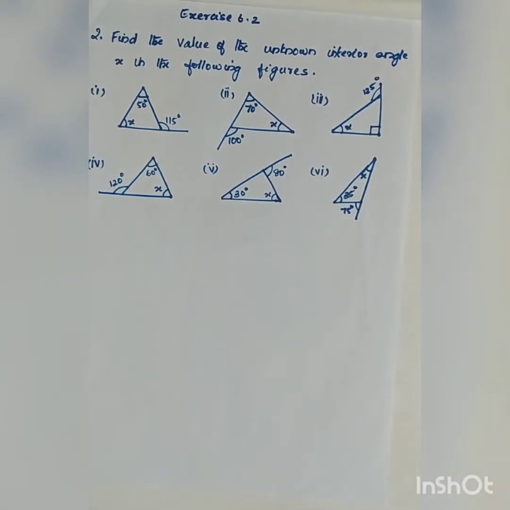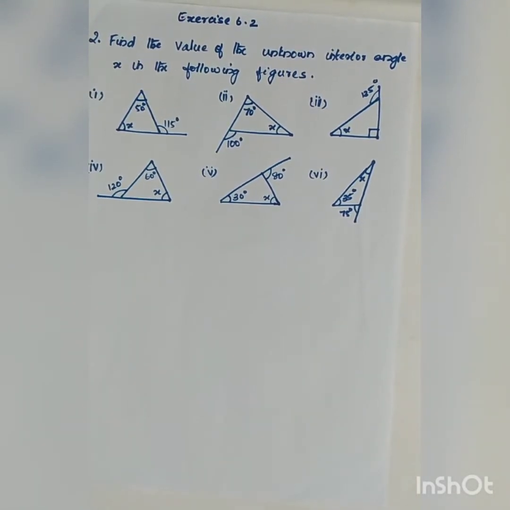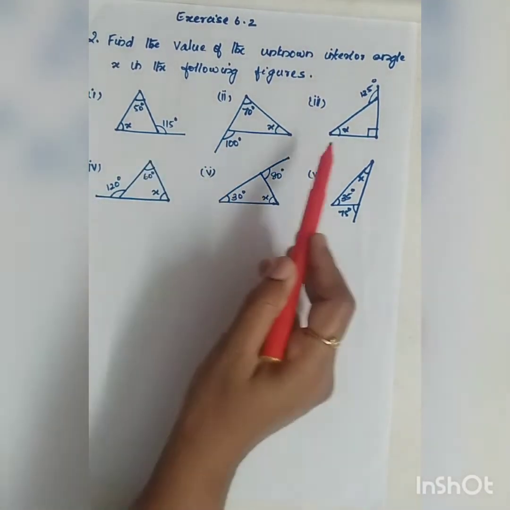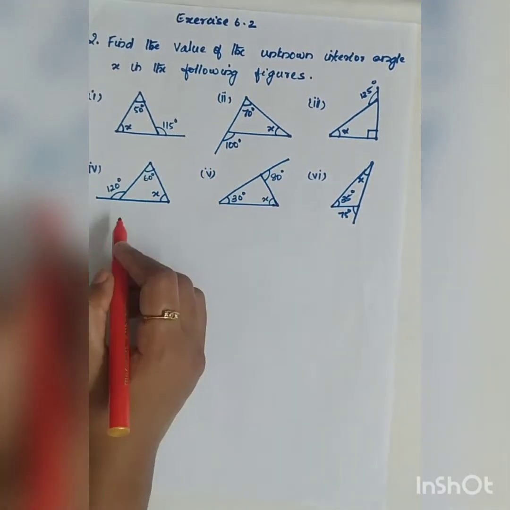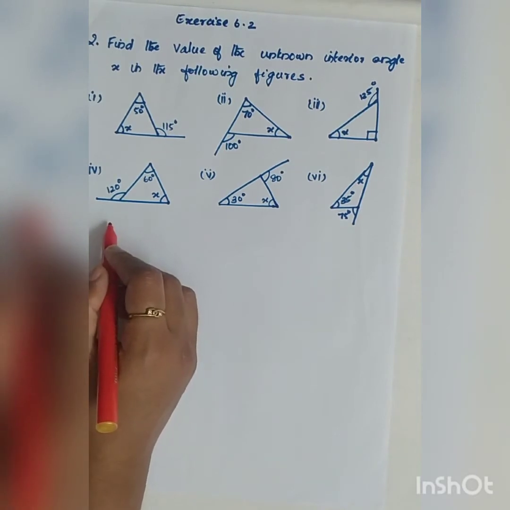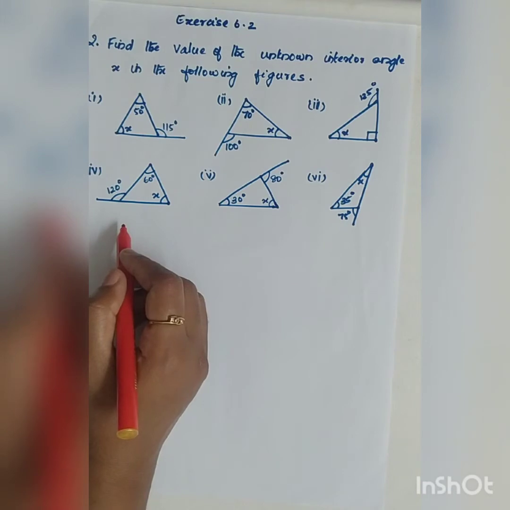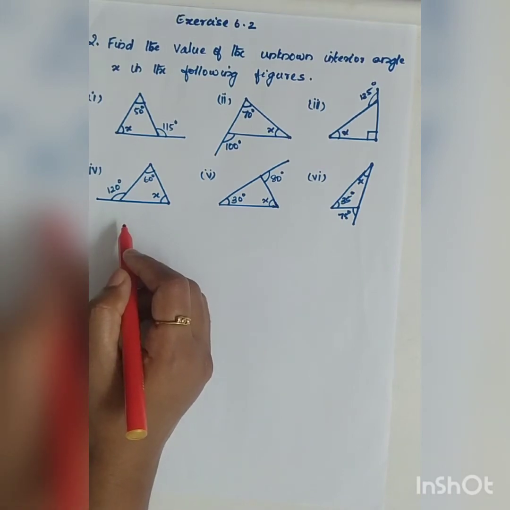So now we have the next question, exercise 6.2, second question. Find the value of the unknown interior angle x in the following figures. So we have a total of 6 diagrams. So what is this property? This property is the same property as the previous problem. So we have to find out the unknown interior angle x in the following figures.